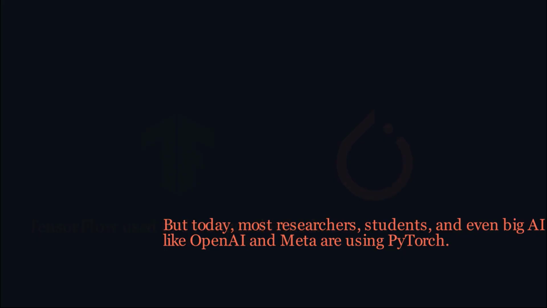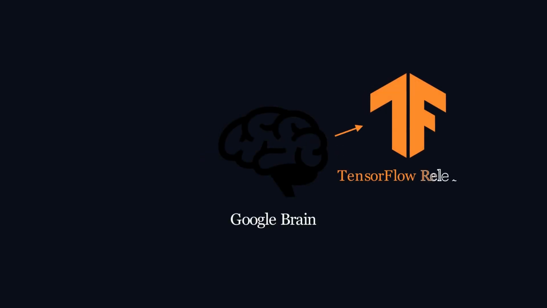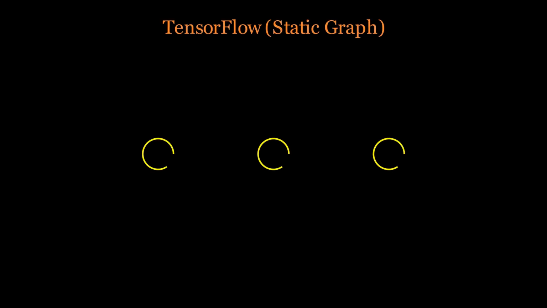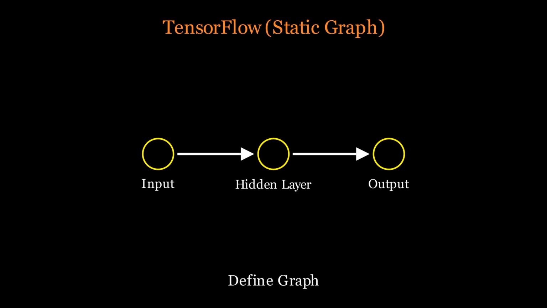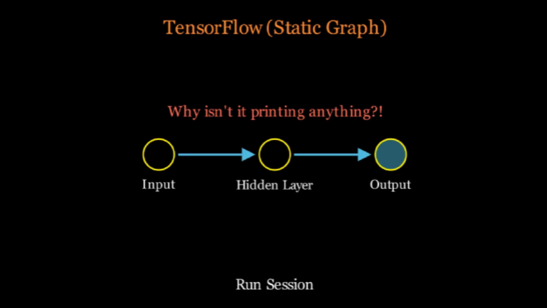Let's talk about that. Back in 2015, TensorFlow came out of Google Brain. It was the first major deep learning library that was production ready. But the way it worked was very different. You had to define the entire computation graph first, then run it later inside the session. So imagine writing a whole plan for your neural network before even testing one line of it. That's how TensorFlow 1.x worked at least. It was powerful but not very flexible. Debugging felt like trying to fix a car engine while blindfolded.